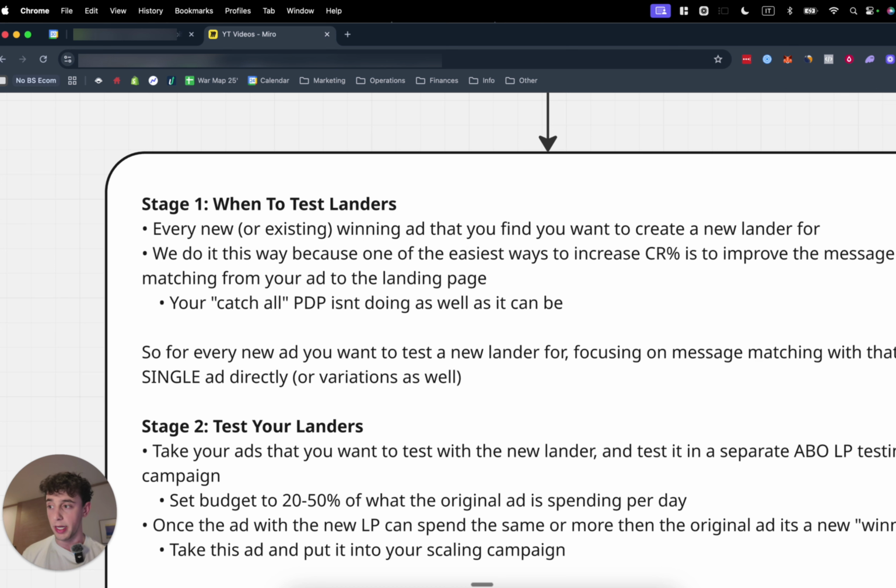And every time you find a new winning ad. Now we do it this way, and I'm testing landers specifically for winning ads because one of the easiest ways to increase conversion rate that we just went over is to improve the message matching from your ad to the landing page, right? It's the easiest thing to do, which is why instead of just creating a big lander like most people do, and just split test our PDP versus new PDP, or PDP versus listicle, or listicle versus advertorial.